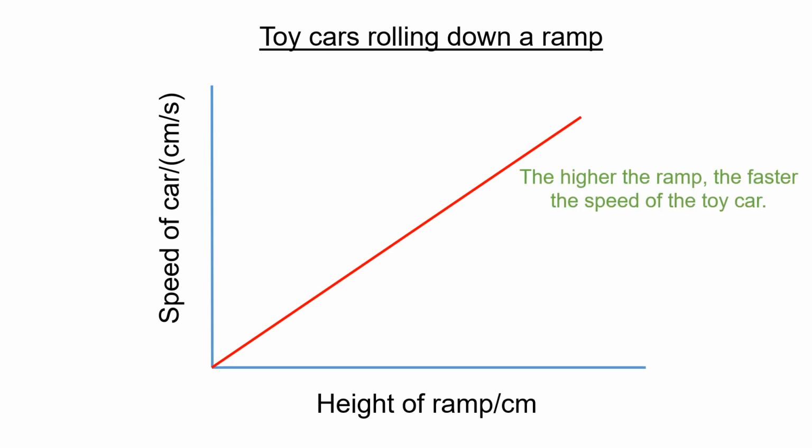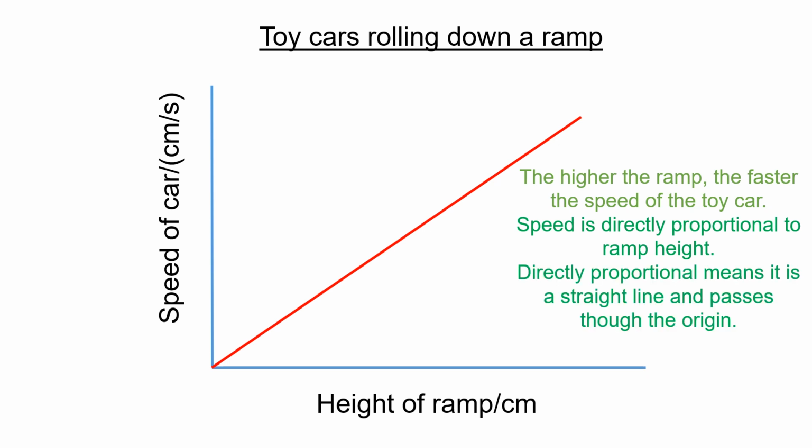The higher the ramp, the faster the speed of the car. The speed of the car is directly proportional to the height of the ramp, and the words directly proportional mean that if the height increases, the speed increases at the same rate. Also, the line will go through the origin, so they both start from 0.